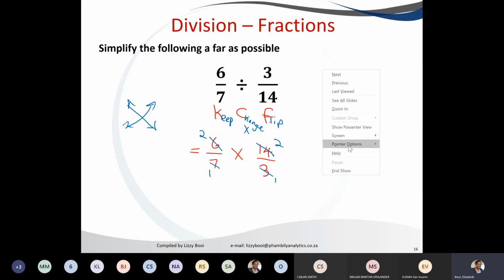So we can now apply the multiplication of what's at the top with what is at the top, and what is at the bottom with what is at the bottom. So 2 times 2 is 4. 1 times 1 is 1. I do not have to write 4 over 1 because any number divided by 1 is the same as that number. And that's how you do multiplication and division of fractions.